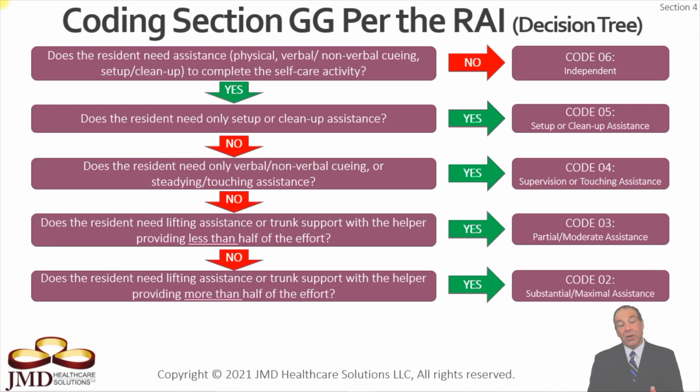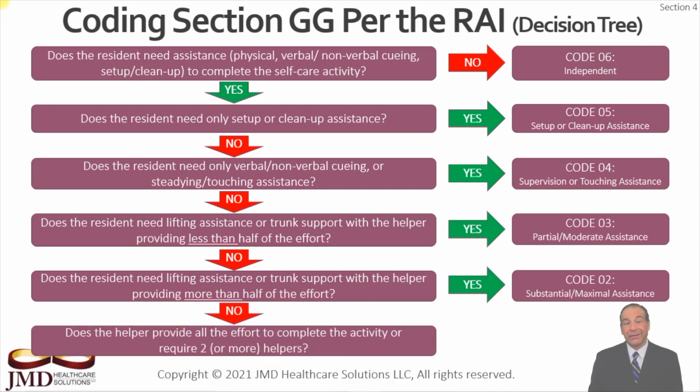Or if you said, no, quite honestly, they didn't help me at all. I did it all for them. They were dependent. So the question would be, does the helper provide all of the effort to complete the activity or require 2 or more helpers? Now we're bringing in helpers. All the ones before those, helper, 1. As soon as it gets to 2, it goes to dependent. You could even say, yeah, they were helping out some, but to really get her pants up all the way, we need two people to do that safely. It's over. It's dependent. No matter what, you need two people.